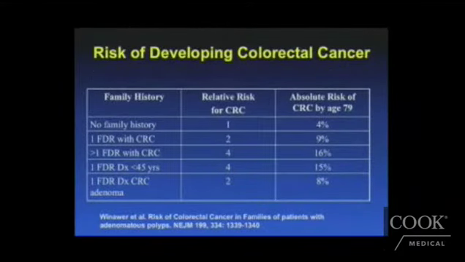Just to talk again about family history of colon cancer, if you look at this chart, and some of this data came from Sid Winawer's study from the New England Journal of Medicine that touched upon the risk of developing colorectal cancer if you had family members who had colorectal cancer. So you can see here, if there's no family history of colorectal cancer, the absolute risk of developing colon cancer by the age of 79 is only about 4%. However, if you have one family member, which is a first-degree relative with colon cancer, the relative risk goes up to 2, and the absolute risk by the age of 79 is already 9%.